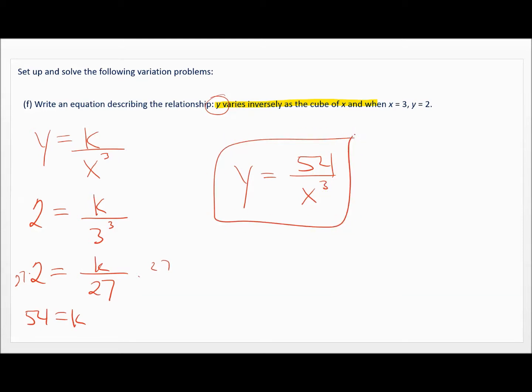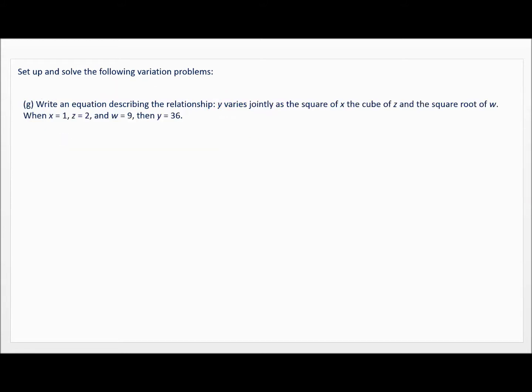Now, sometimes they want more after that, but once it says it wants the equation, really all you're doing is the setup, solving for k, and you come up with the equation. Right? And then write an equation, and notice it says y varies jointly as the square of x, the cube of z, and the square root of w. Wow, that's a lot, right? Jointly just means you've got more than one, and it's all multiplication. So don't let that bother you. We're just going to write that out. It's all direct. Jointly just means more than one direct.